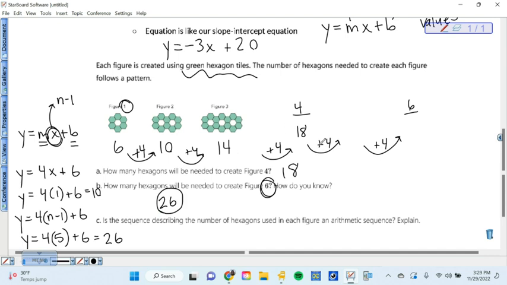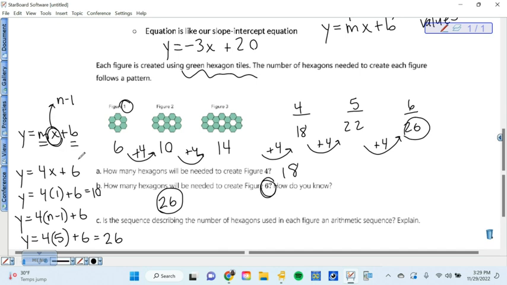And again, if I just add 4 to 18, I'd get 22. That's my figure 5. And then I add another 4 more. That would still get me to 26. And arguably, this is much easier than coming up with the equation and everything. But again, if you had to find figure 295 or something, then the equation works much better.